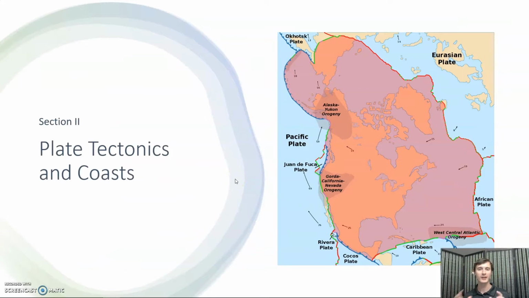In section 2, we connect 2 different topics here. So there's all these things we've been talking about with coast, who has what coastline, and maybe what kind of coast you have in what place. And we're going to connect that back to the larger process of plate tectonics.